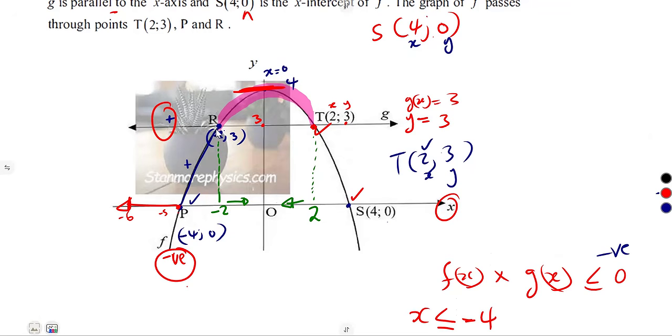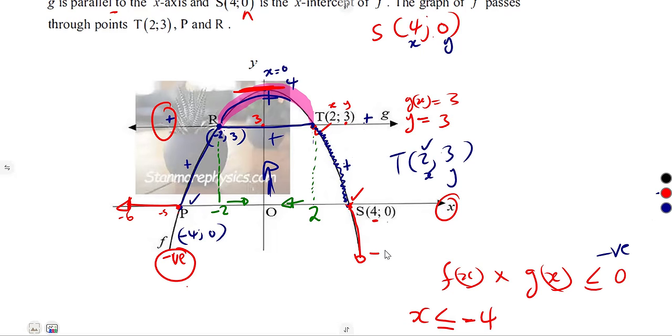All right. From minus 2 up to 2, we can see that both functions are above the x-axis. They are all positive. This one is positive, this one is positive. So there's nothing that you're going to get. From positive 2 in terms of x, g is positive. F is still positive, still above the x-axis, up to the point S. It's positive. So positive times positive, that's a positive. You cannot get that.